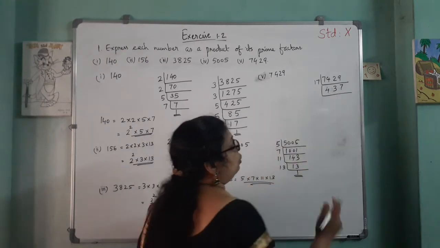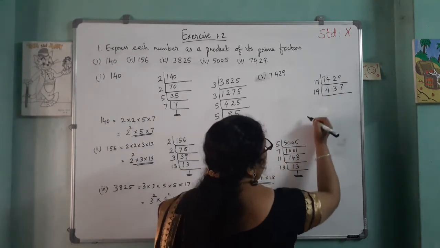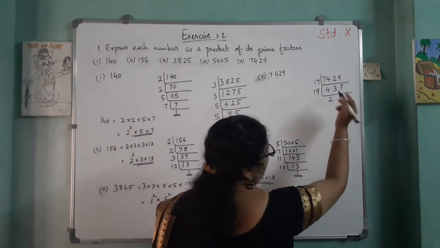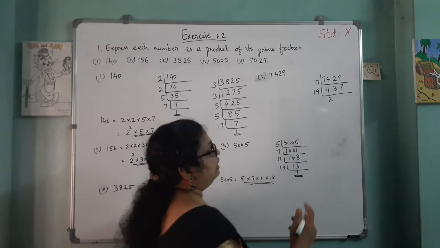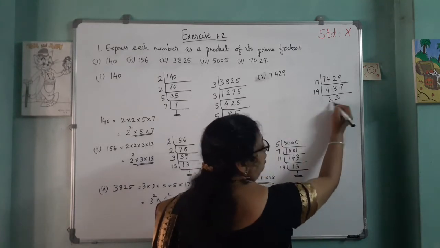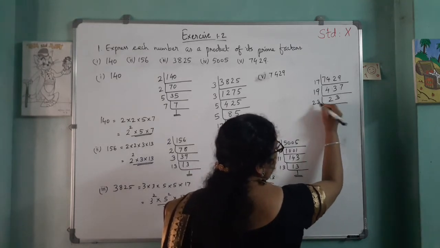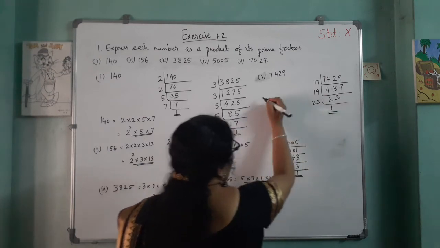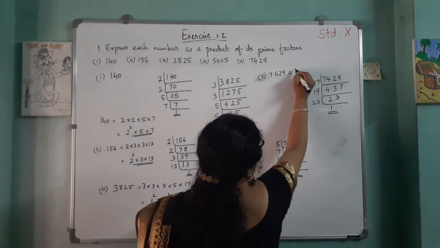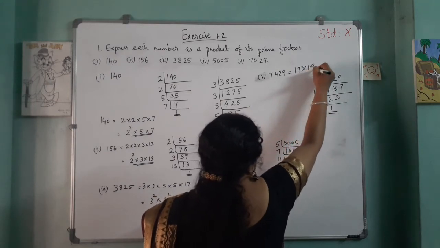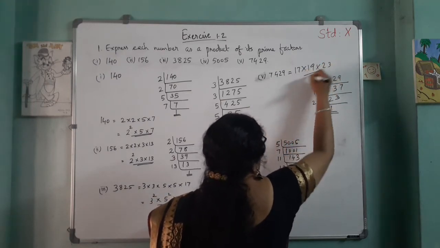119. 17 is not going, so next 19. 19 2 times 38, then 5 is the remainder, then 7 bring down 57. 19 into 3 is 57. Now 23 is a prime number, so it is taken outside. Then we get this number is equal to 17 into 19 into 23.